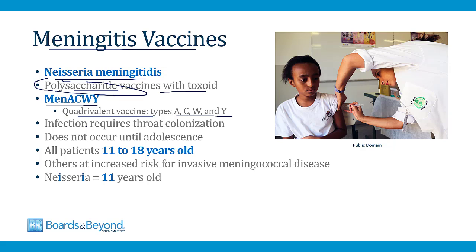We don't give this vaccine to younger children, and that's because infection with Neisseria meningitidis requires colonization of the throat with this bacteria, and that doesn't occur until adolescence. So for this reason, the first dose is given at 11 years old, and the indication for this vaccine is all children 11 to 18 years old. Outside of this age range, it can also be given in special circumstances if patients are at high risk. For example, it's sometimes given to military recruits or people in a dorm where someone has come down with meningitis. And for your board exams, it's easy to remember that the first dose of meningitis vaccine is given at 11 years of age because the name Neisseria has two I's in it, which are just like two ones.